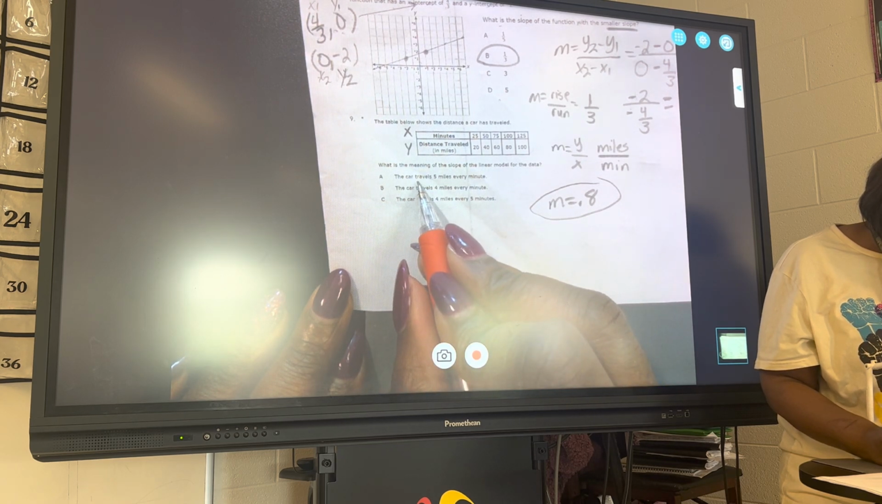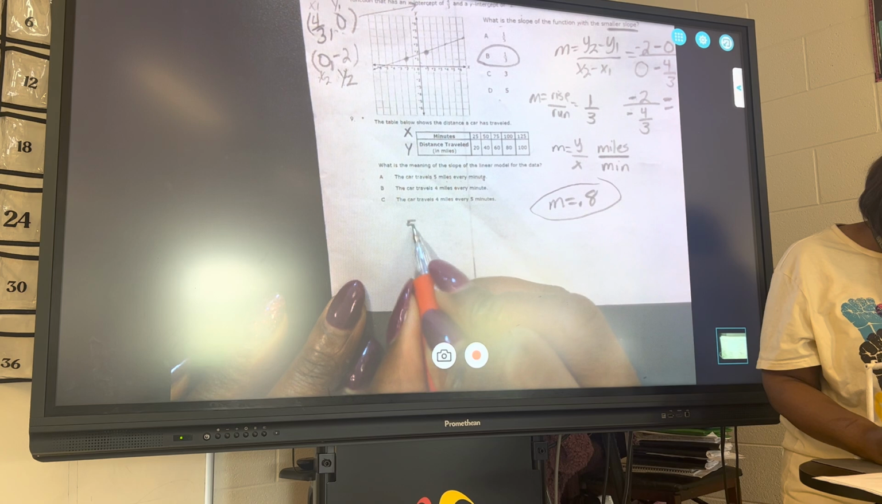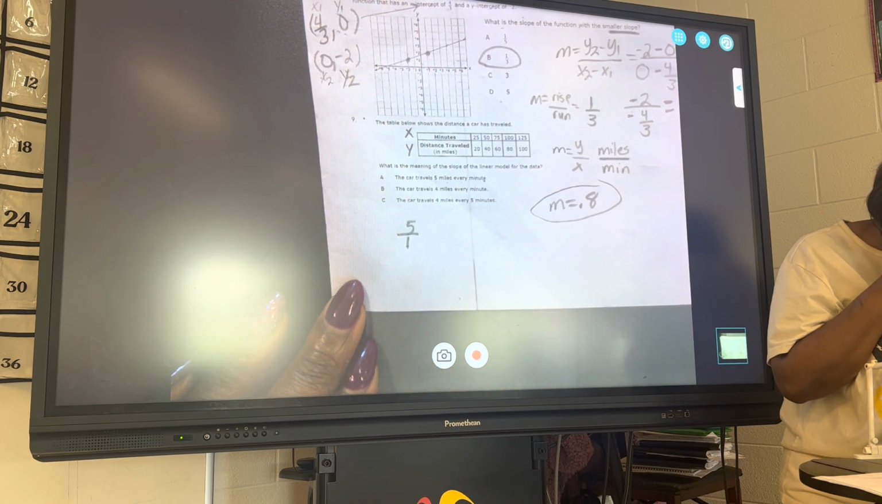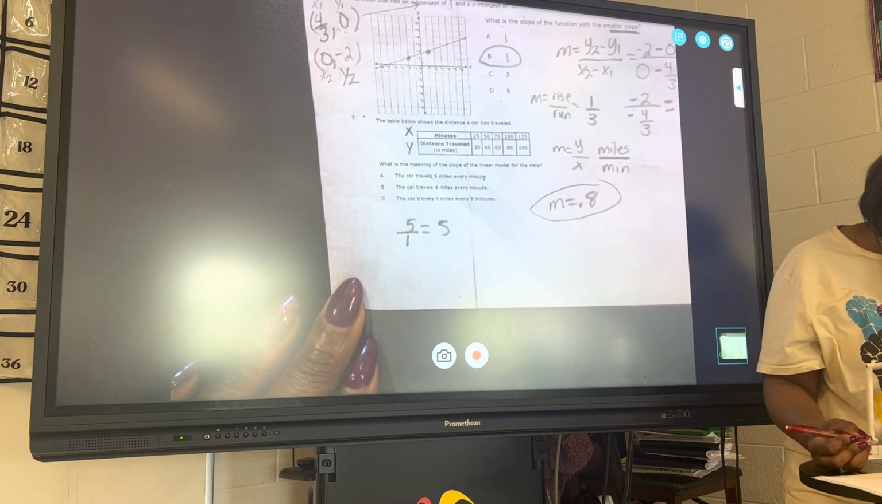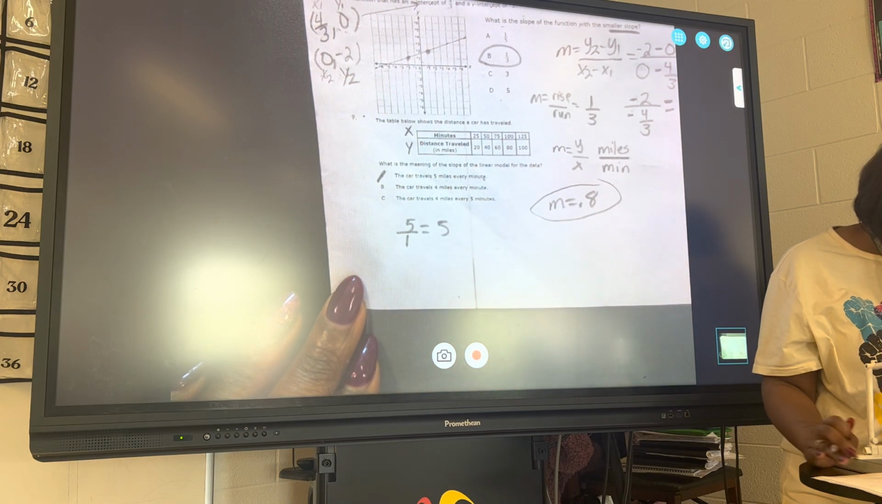It says the car travels 5 miles every minute. So that will be 5/1. Does that make sense? You okay with that? So 5/1 is just equal to 5. That's not right, is it? Okay. Does that make sense why A is not the answer?